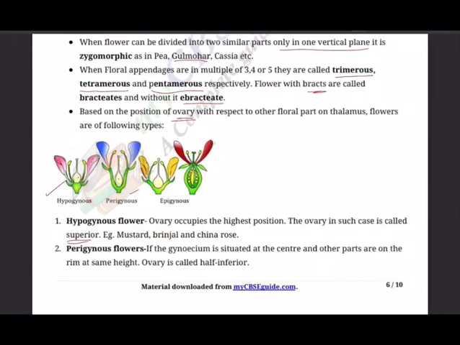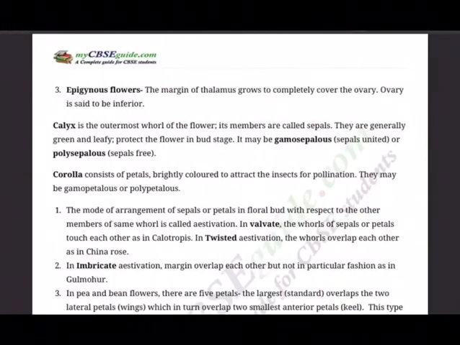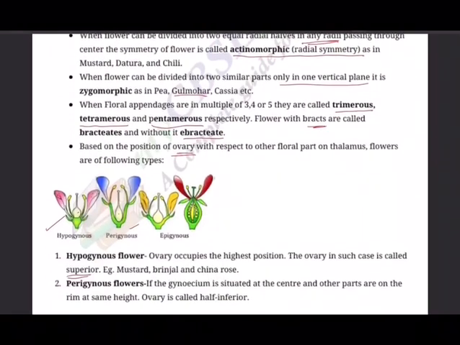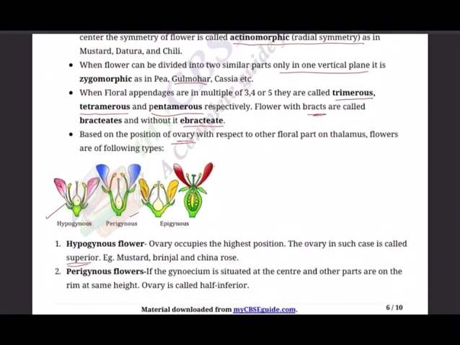And then epigynous. Epigynous, the margin of thalamus grows to completely cover the ovary. Ovary is said to be inferior. Look at that. Ovary is said to be inferior. Here you can see the inferior ovary. Here it is superior ovary. It is inferior ovary. Neither superior nor inferior. This is epigynous flower. So we will continue in the next session about the description of the flower.